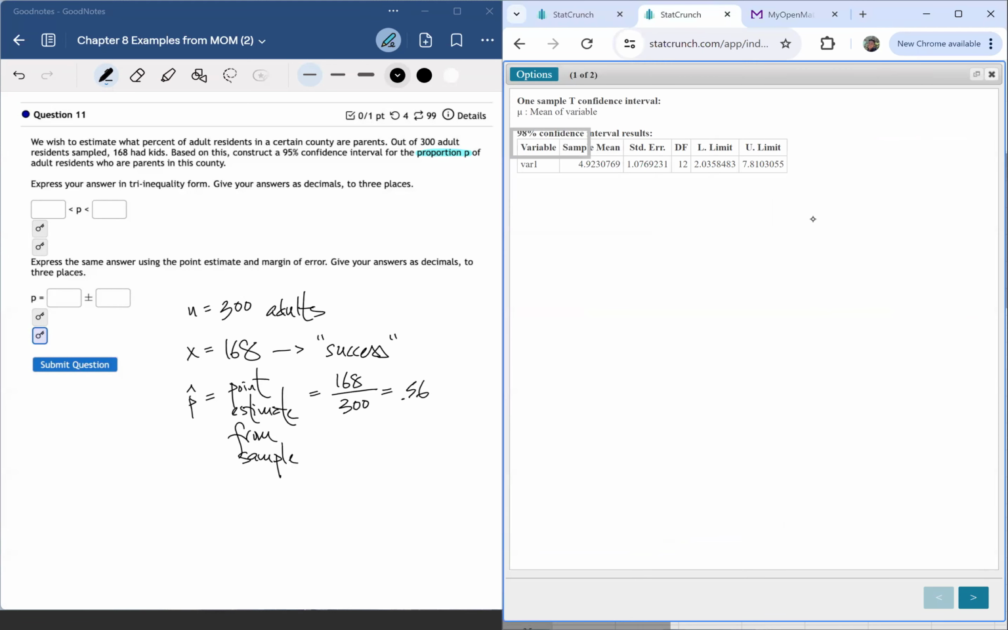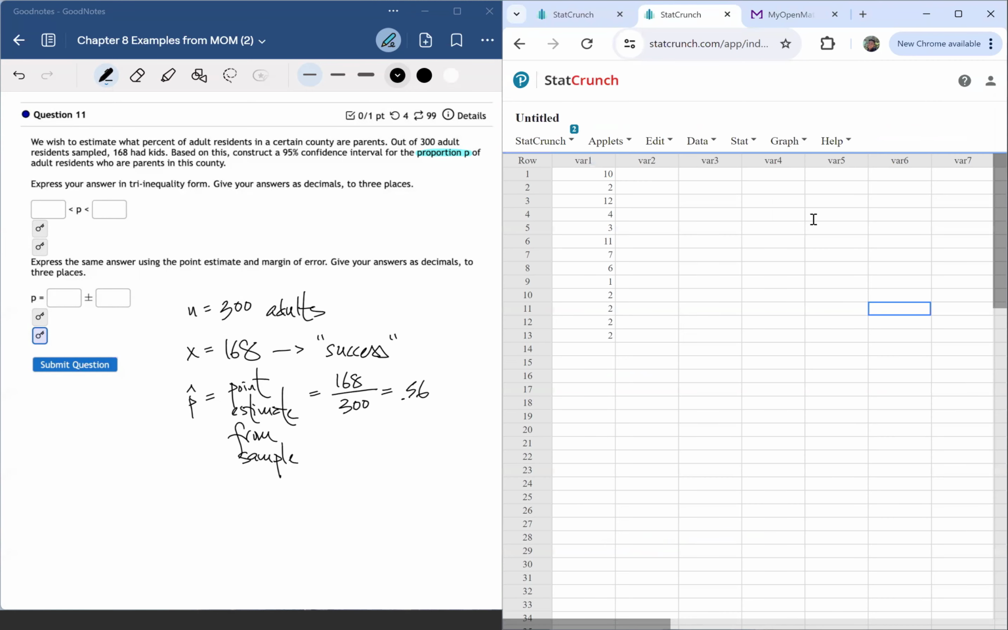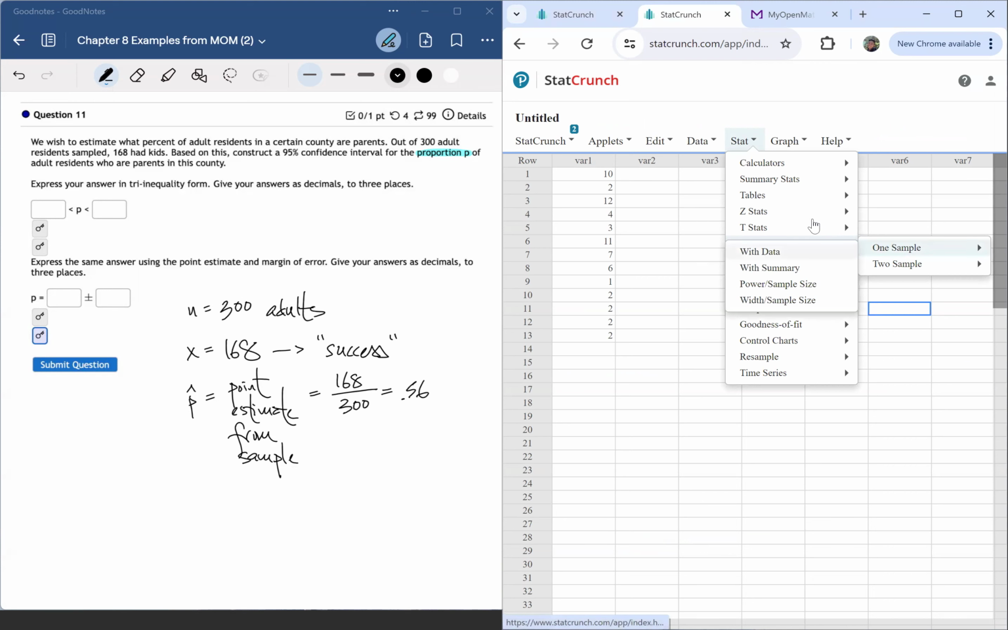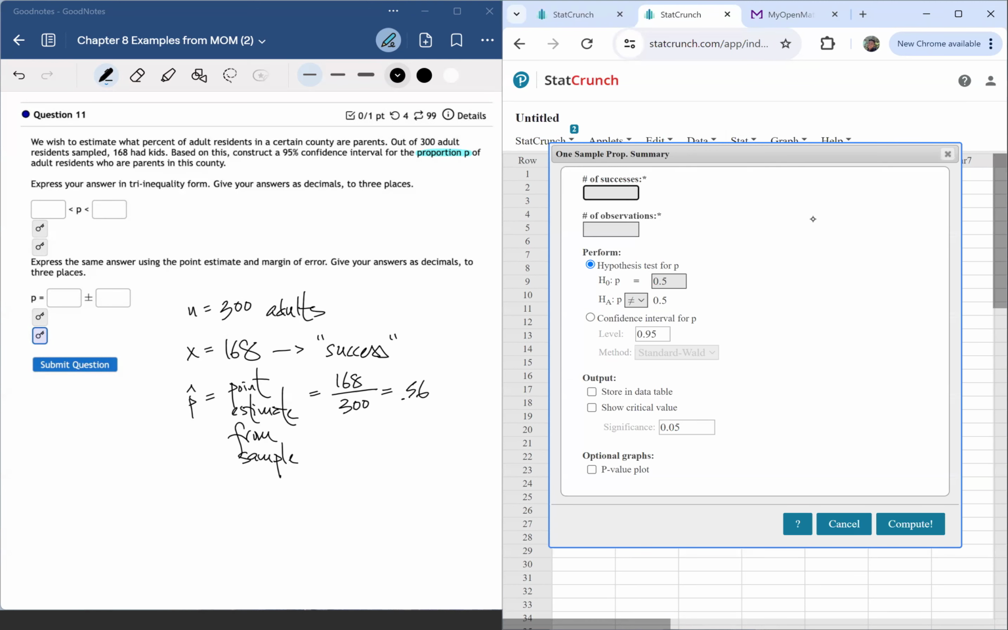Okay, I'm going to clear out of this old screen. I don't need this data, but I'm going to go to Stat, and I'm going to go to the proportion stats. I don't want the T stats because I'm not looking at an average, but at a proportion, so I have to choose proportion stats. One sample, and we don't have exact data values, but we do have summary. So number of successes, we have 168 adults who have children. And the number of observations is out of the 300 adults that we asked.